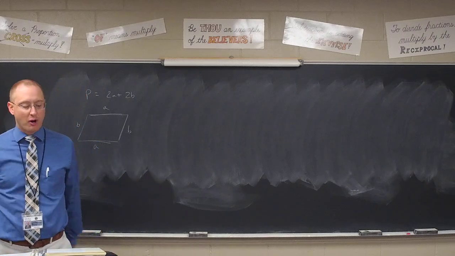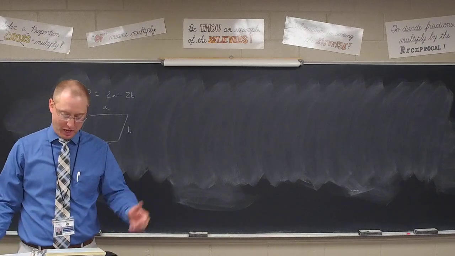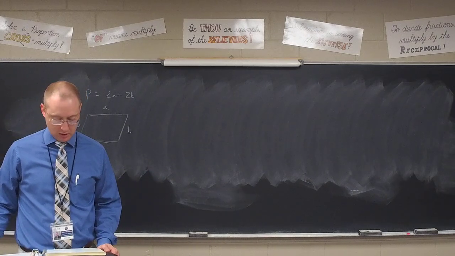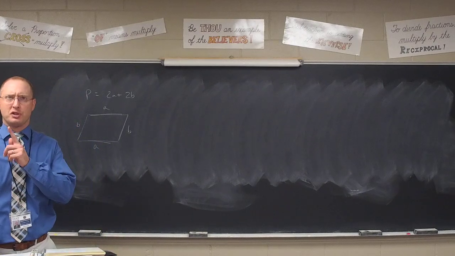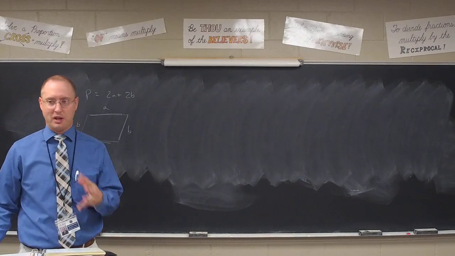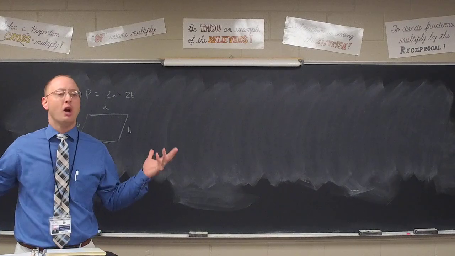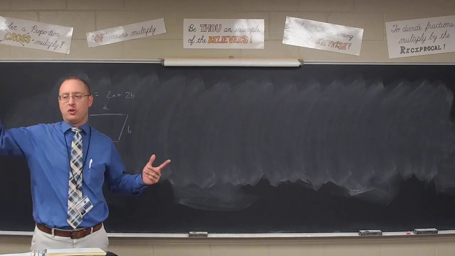Because there's 4 sides. For a rectangle, I know the length, I know the width. How do I find the perimeter? 2L plus 2W. A trapezoid. Ooh, trapezoid. Picture that for a second. They give me all 4 sides. How do I find the perimeter? Just add them all together. Remember, perimeter, just add up all the sides you got.